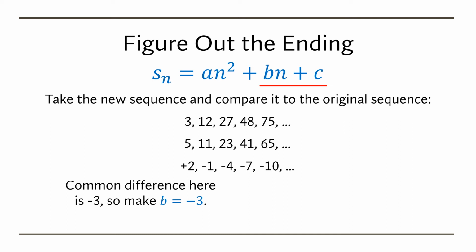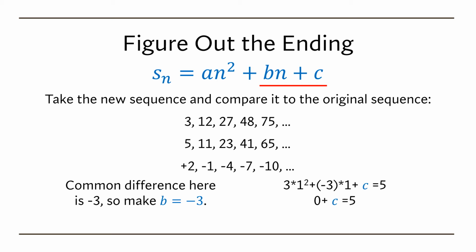Now, since we have A and B, we can compute C by simply plugging in. We'll use the first term, because you could use any of the terms in the original sequence, but using 1 is an easy one to compute. So 3 times 1 squared plus -3, that's B, times 1 plus C, which we don't know yet, is equal to the first term in our sequence, which was 5.